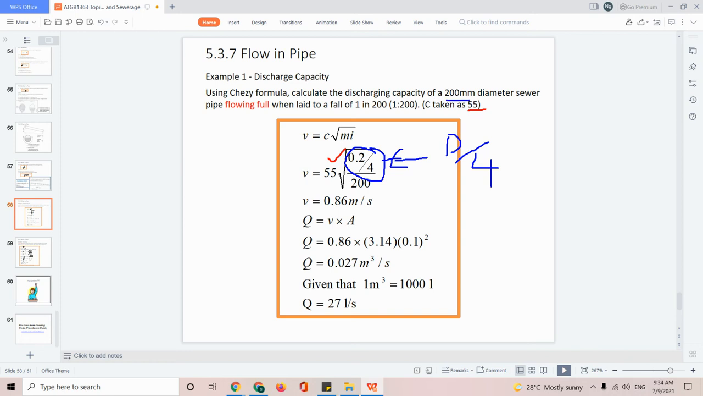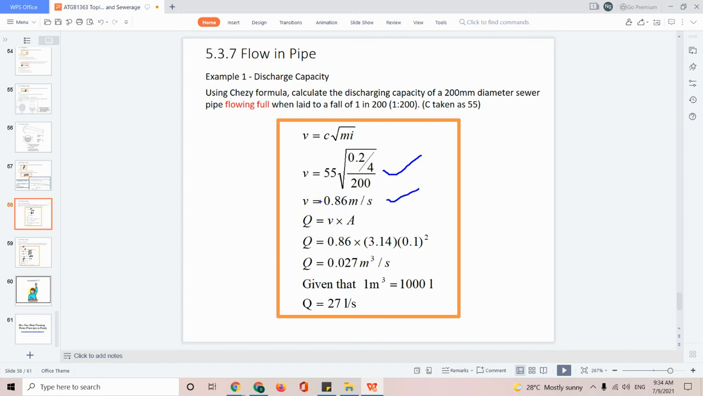So your D is this 200 mm, convert it to meter. You need to make sure you convert it to meter. 200 mm is equal to 0.2 meter, divided by 4, over 200. This is because the I is 1 over 200 based on this. So 1 over 200. With this, you'll be able to work out what is your V.